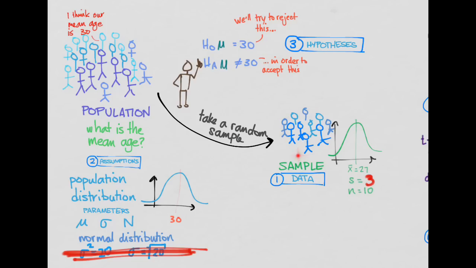We take 10 people from that population. We get a distribution from that. We know that the mean of this is 27. We said that in the last video. The sample size is 10. And let's say that the standard deviation here is 3. I just made up that number. Let's roll with it and see what happens, okay?